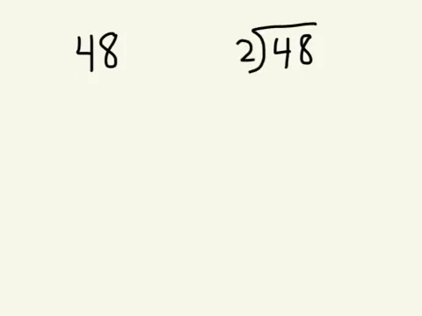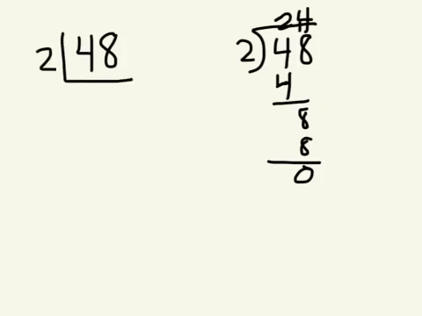Let's try another number, 48. We're going to divide 48 by 2. We'll find that that is 24. My remainder is 0. So 2 and 24 are factors of 48. So I write 2 here, and then write the quotient here. And then I repeat the process on the 24.